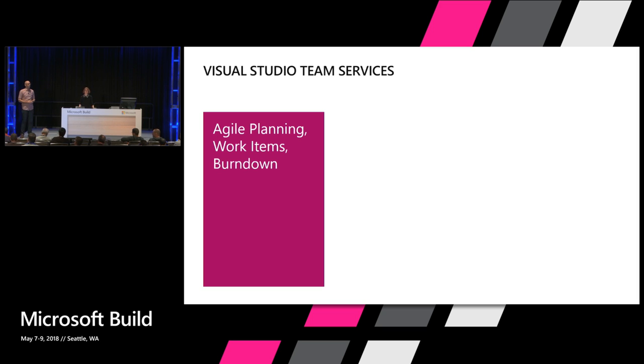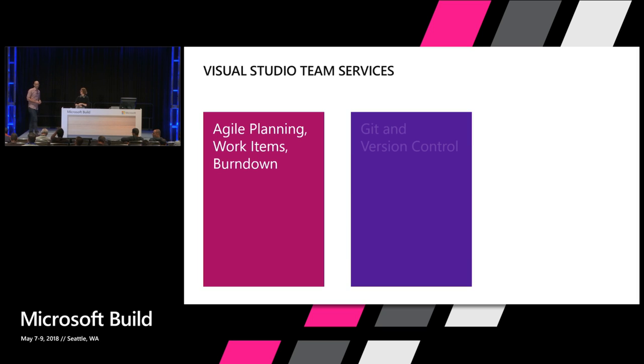Once you've got your software project planned, it enables you to collaborate on the code. Visual Studio Team Services will host your Git repositories in the cloud, in Azure, and allow you to collaborate on them with pull requests and keep them safe and secure with things like branch policies.